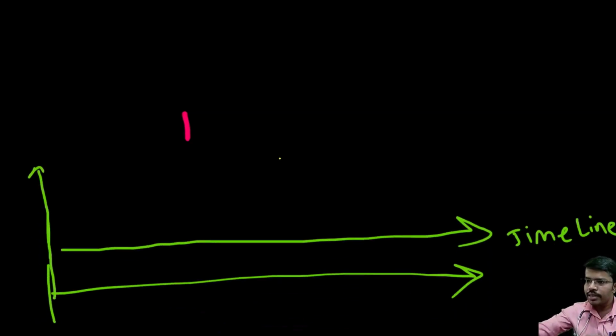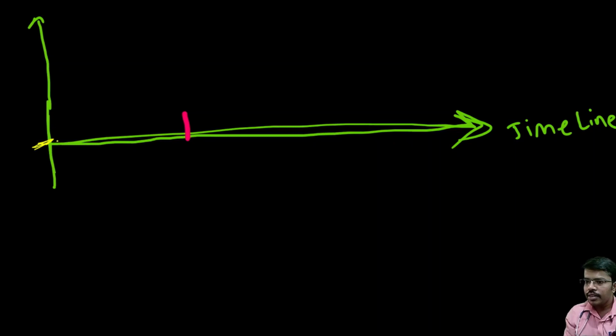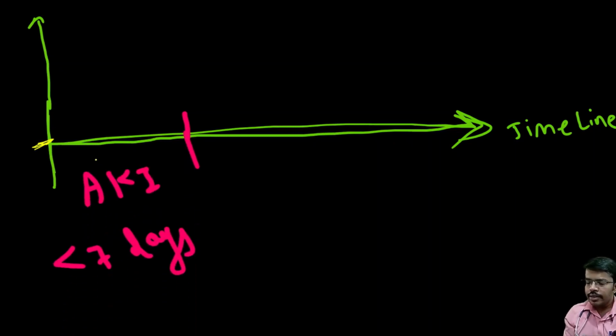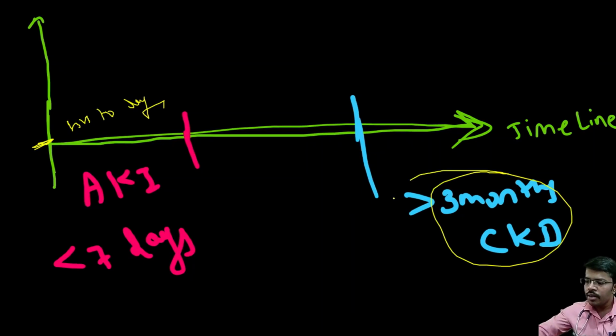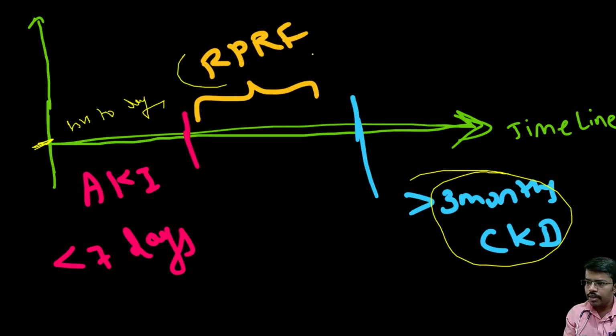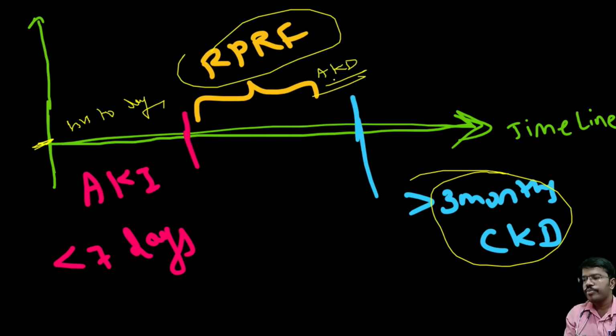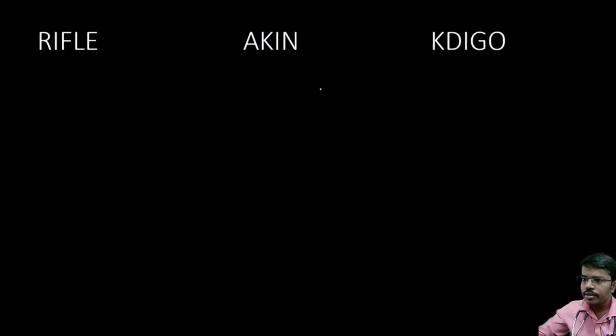Next, regarding the stages and the classification. Before that, one has to be clear about the timeline of renal dysfunction. As I have told, AKI is renal dysfunction occurring within hours to days, so less than 7 days is AKI. As we know, structural and functional abnormality of the kidney for more than 3 months is CKD. In between the period, it is called RPRF, rapidly progressive renal failure. Some textbooks or literature have mentioned this as acute kidney disease also. So this is the timeline of renal dysfunction the resident should be aware of.